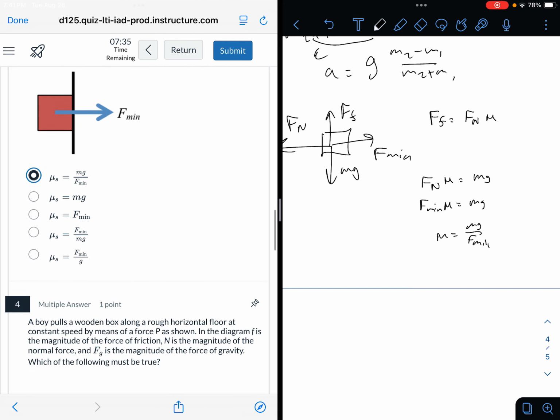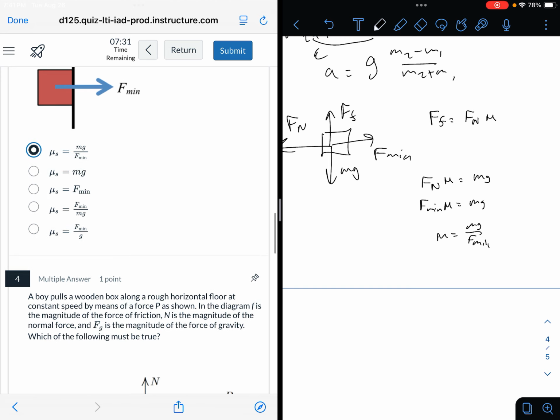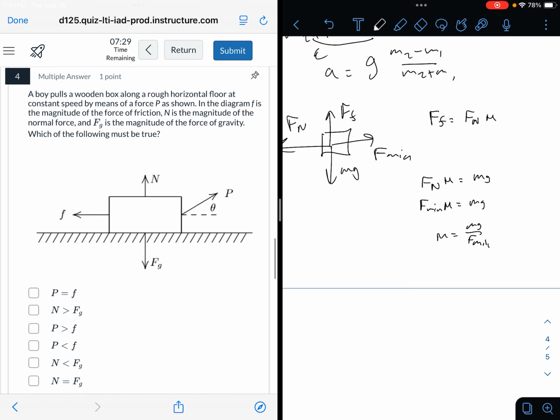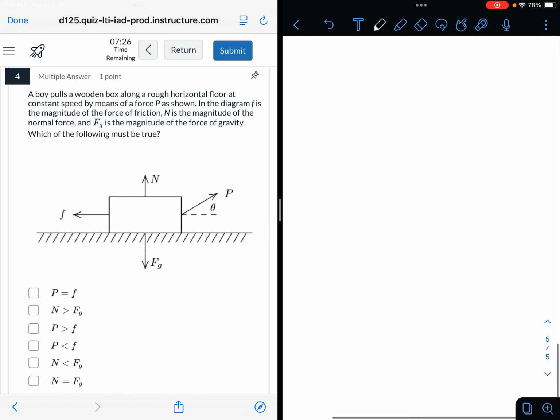And you can actually show that these 3 options that I'm selecting right now are incorrect just by units. So we're going to have this block being pulled, and there's this frictional force, and there's going to be a normal force, and there's going to be Fg, right? And we want to see which of the following is true.